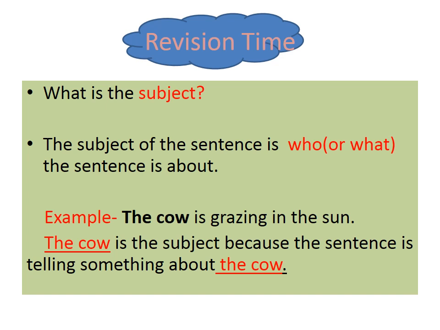How do we find out a subject in the sentence? The steps are very simple. First, find out the verb. Then ask a question by placing who or what before it. The answer that comes will be the subject. For example, the cow is grazing in the sun. The verb is grazing. The question will be, who or what is grazing in the sun? The answer will be the cow. So the cow is the subject because the sentence is telling something about the subject.